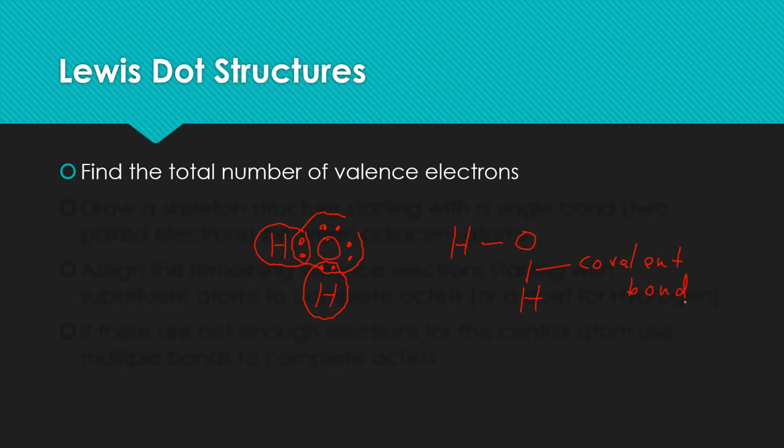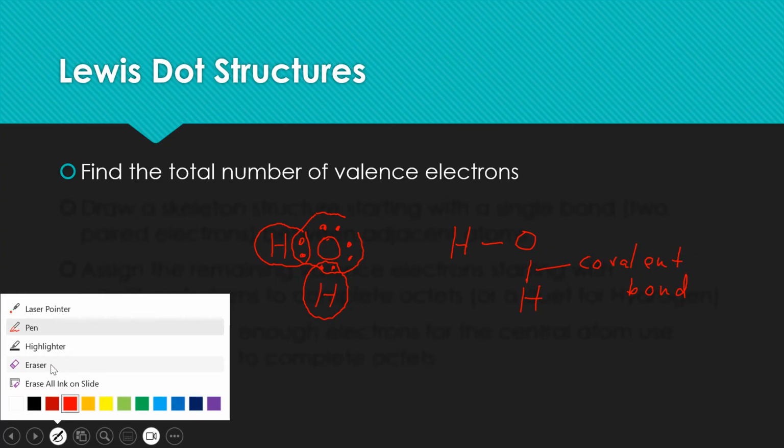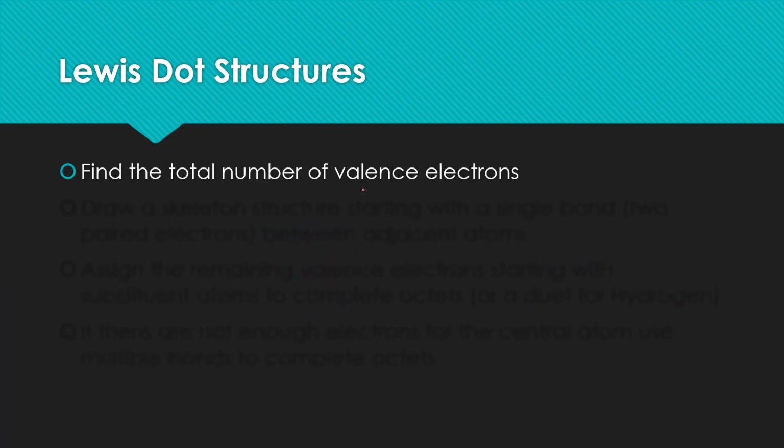Okay, so let me get rid of that, and we're going to talk about how to draw a covalent bond. So first thing you want to do is, based on whatever your molecule is, count up all the total valence electrons. What that would mean is taking every single atom that's in the compound, figuring out for every single atom how many valence electrons there are, and then adding them up.